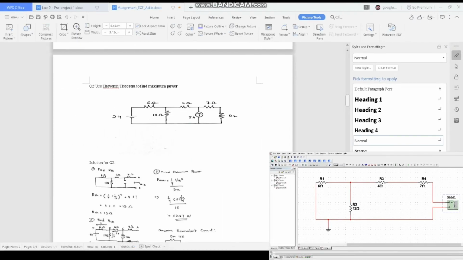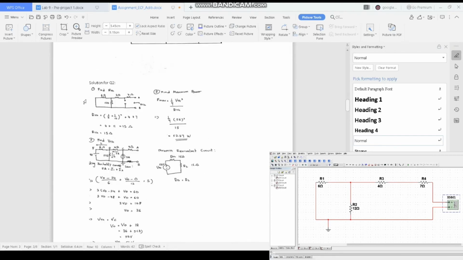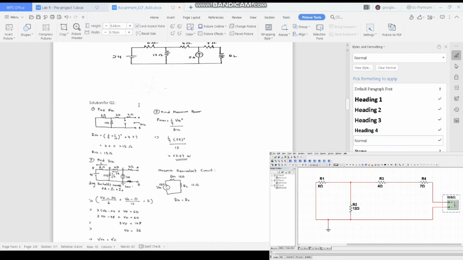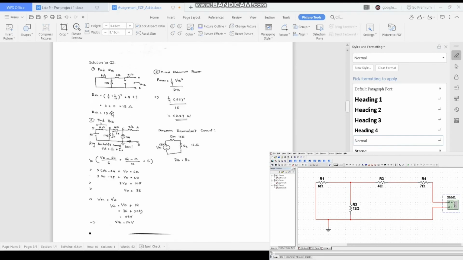Today I'm going to explain how to find maximum power. Okay, so this is the question. Use the Thevenin theorem to find maximum power. This is the circuit. To find the maximum power, first we need to find the RTH. To find the RTH, we need to take out the RL resistor and the 5 ampere source. Then we just calculate all these resistors right here. Then we obtain RTH equal to 15 ohm.